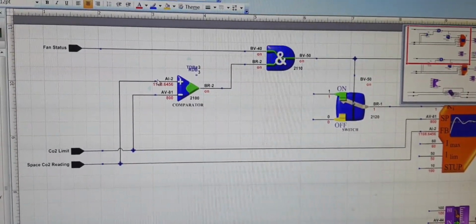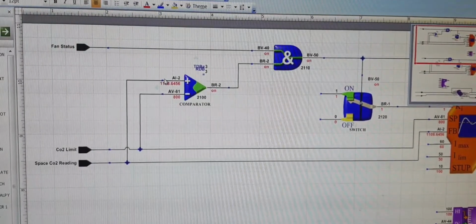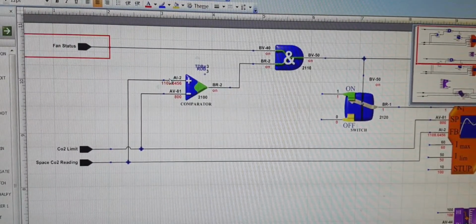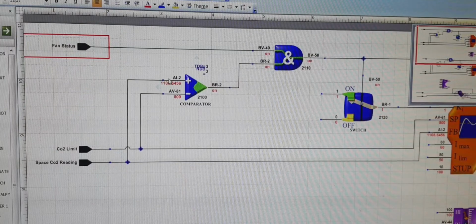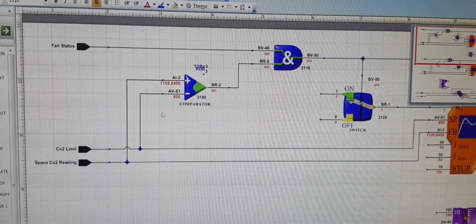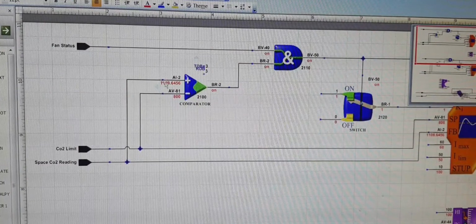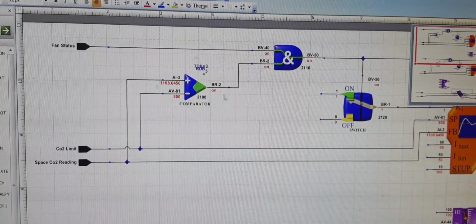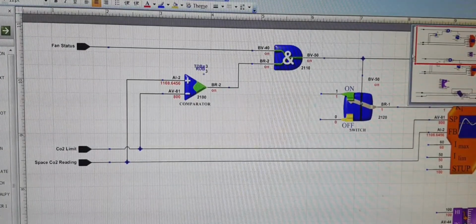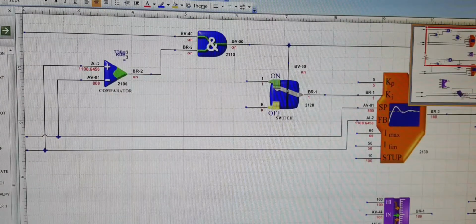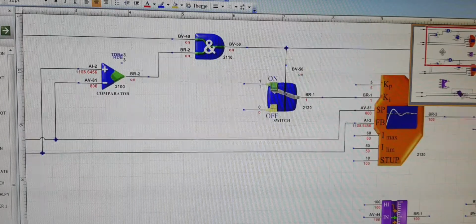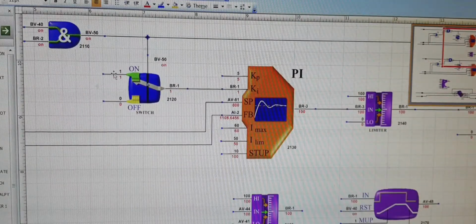So that's what this current program is telling me. Basically you can become your own Sherlock Holmes. You can deduce that this space is currently overpacked, not having proper ventilation, or something is going on. So you need to act immediately. The current space reading is 1100 ppm and the set point is 800, so it's more. This is the comparator. If the plus input is more than the minus, you get the output which is on, and the AND gate meets both conditions, so it enables the system. You see it has immediately turned on the system.